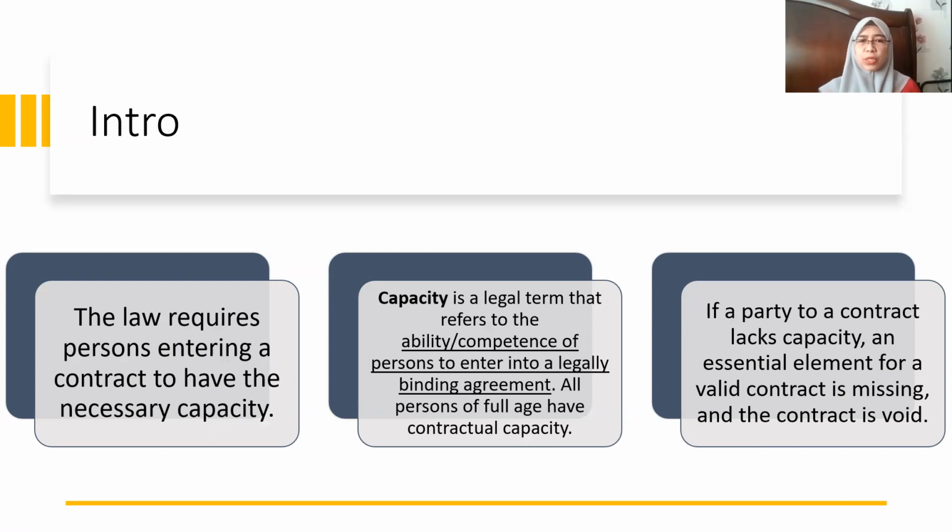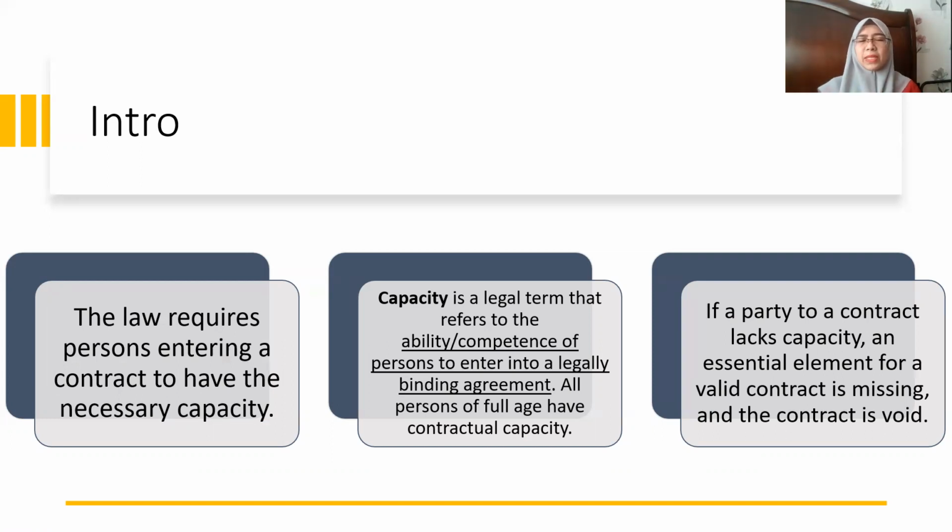So what's the meaning of the word capacity here? The legal term refers to the ability. So capacity means ability or competence of persons, of contracting parties, to enter into a legally binding contract. Without this capacity, the contract is not considered as legally binding. So we are going to discuss further after this.